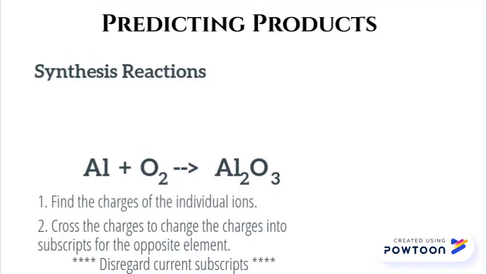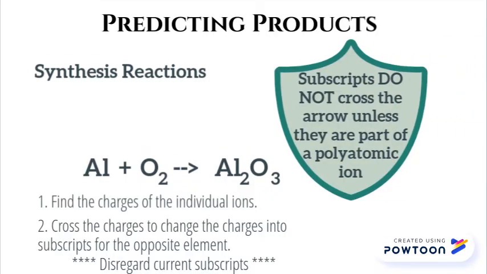Something to keep in mind that I just mentioned is that subscripts never cross the arrow unless they're part of a polyatomic ion. So that subscript of 2 on oxygen is not going to cross the arrow and has no bearing on the product whatsoever.